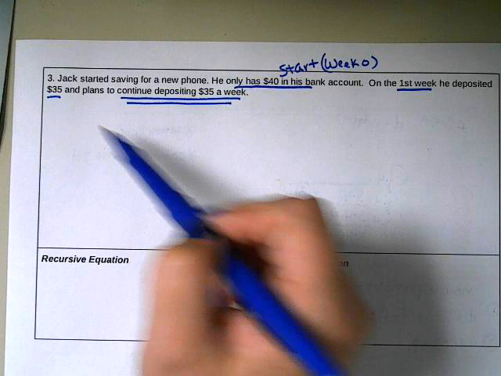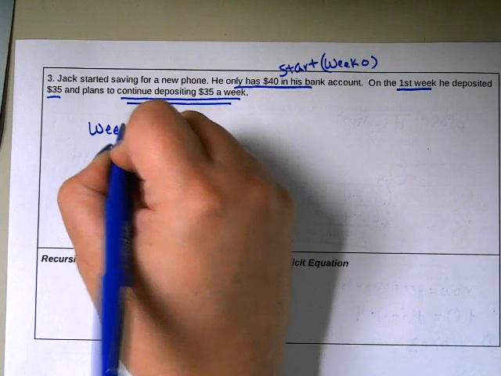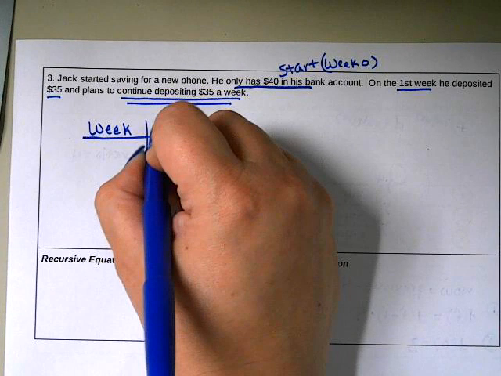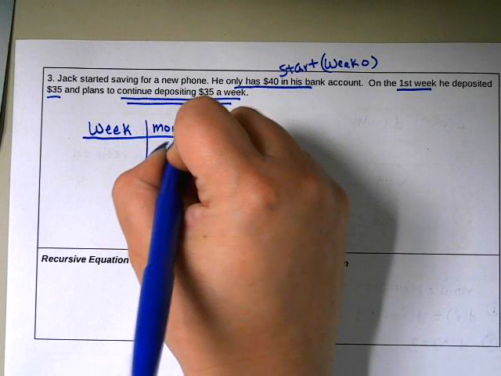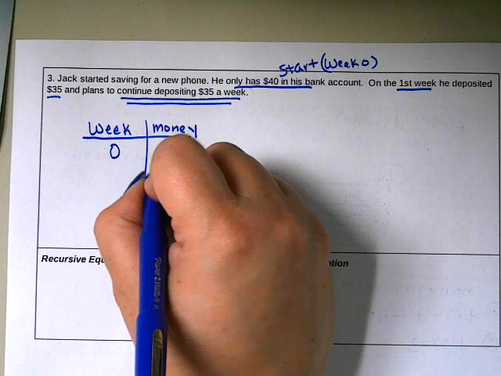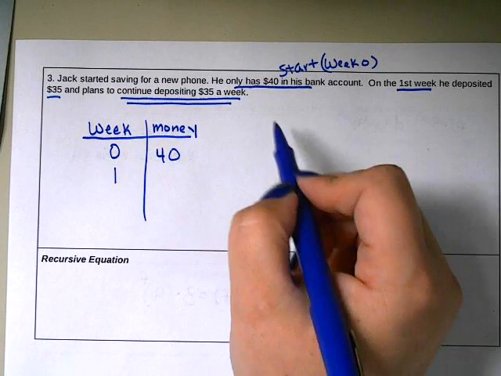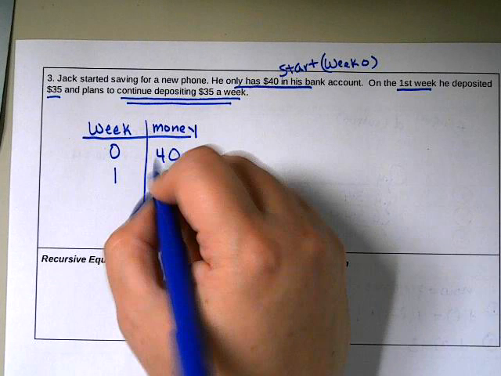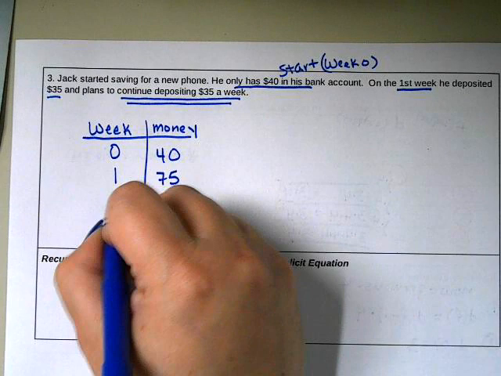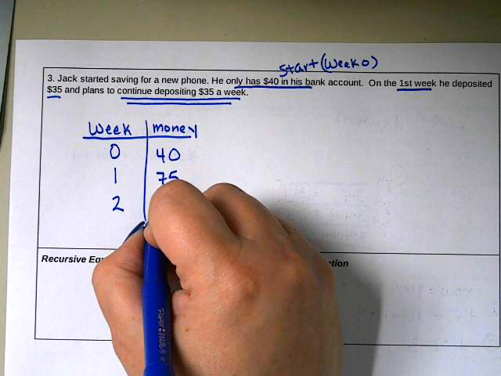So I'm going to make a table to kind of organize my work here. So I'm going to say weeks, and I'm going to say the amount of money in his account. So we're just going to put money. So when he starts really at week 0, he's got $40 in his bank account. After the first week, he deposits $35, so I know that this is going to be $75, which means on week 2, he's going to deposit another $35, which is going to get me to $110.